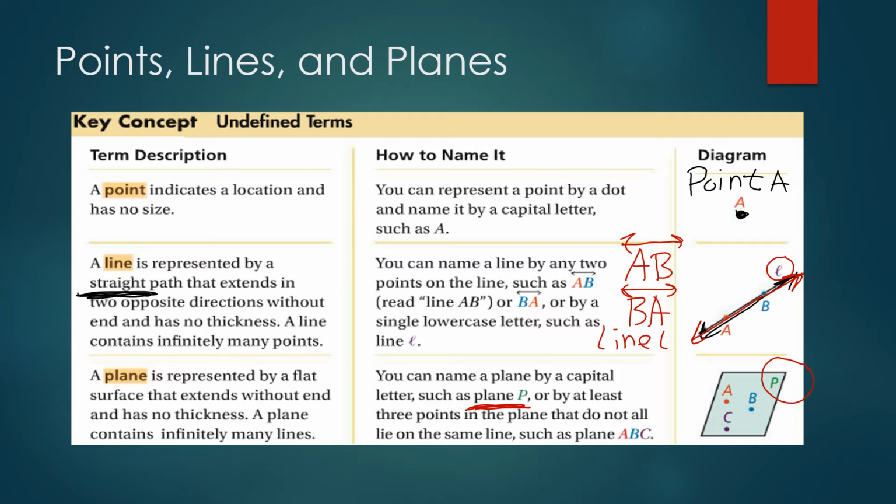The other way you can name a plane is by listing 3 points that are not all on the same line. So in this picture, you have A, B, and C. And A, B, and C, they're not all on the same line. So I could name this plane ABC, kind of like they have here. Or you can use this little symbol here to represent plane. All 3 ways are acceptable.